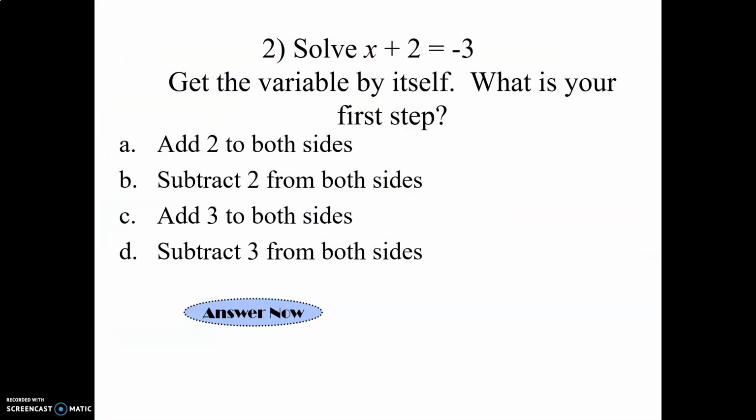So what do you think about this one? Solve x plus 2 equals negative 3. To get the variable by itself, what would be your first step? If you chose B, you would be correct. Subtract 2 from both sides.